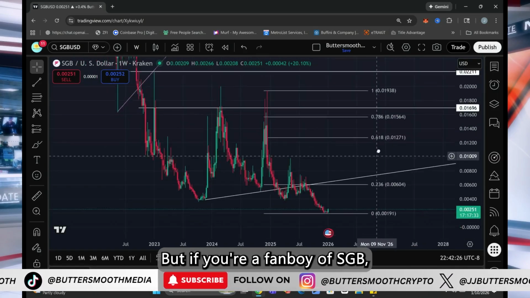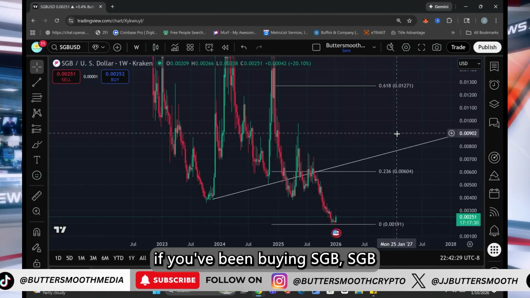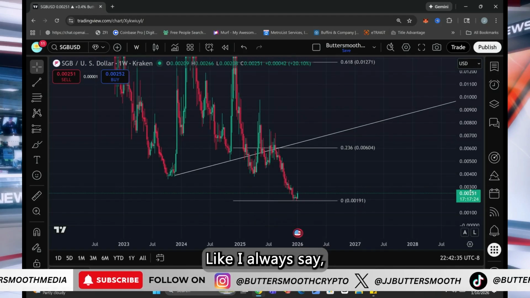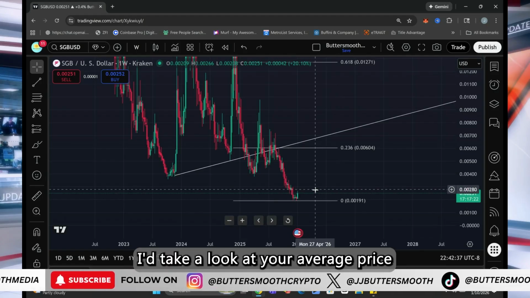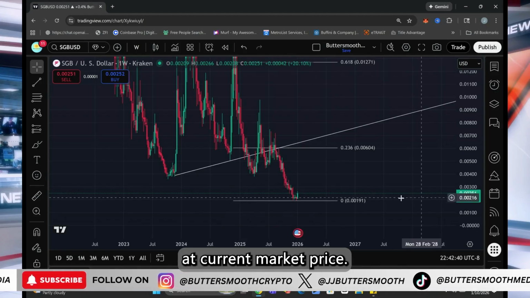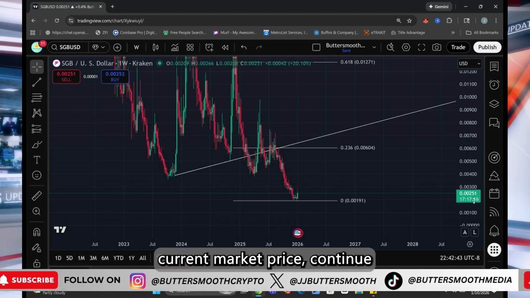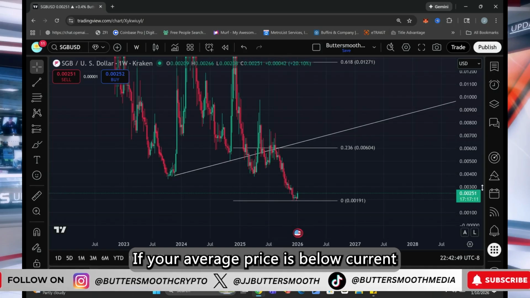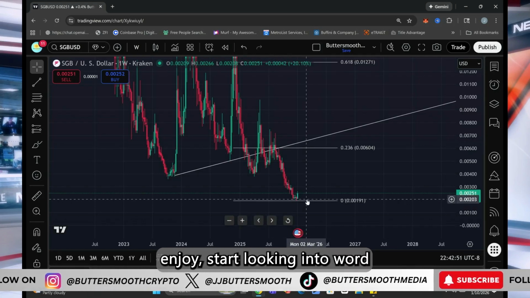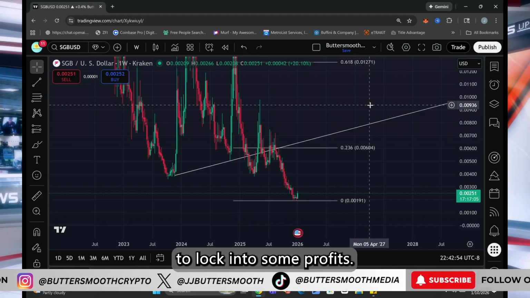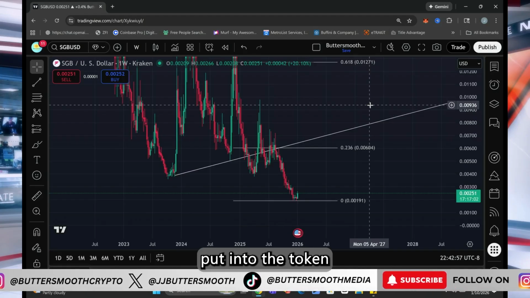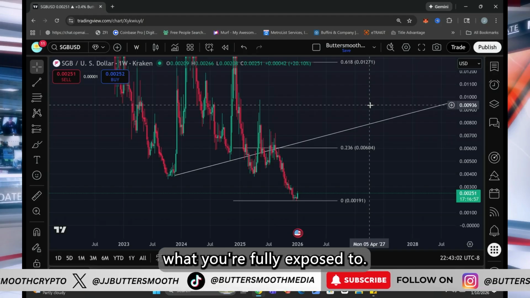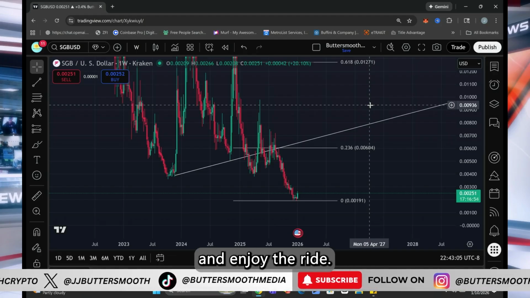But if you're a fanboy of SGB, if you've been buying SGB loyally, dollar cost averaging into it, like I always say, take a look at your average price and then take a look at current market price. If your average price is above current market price, continue to dollar cost average. If your average price is below current market price, then hey, cool it. Enjoy. Start looking into where to lock into some profits. Take out what you at least put into the token and play with house money. Let the profits be what you're fully exposed to. Take out what you put in and enjoy the ride.